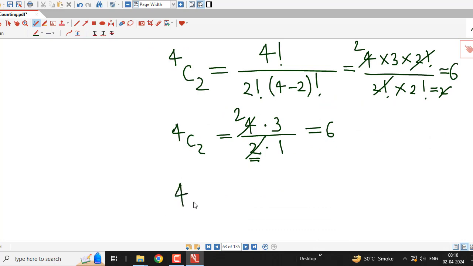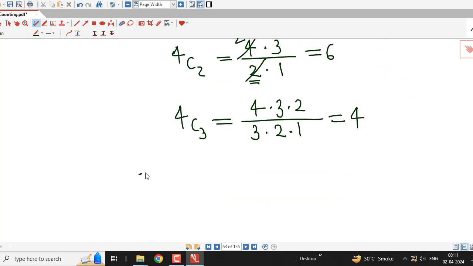Suppose I have 4C3. If I am having r equal to 3, I must have 3 terms in the numerator as well as denominator. So here I am writing 2 and 1. I am subtracting 1 from each of the previous numbers. Here I will write 3 and 2. So this turns out to be 4.